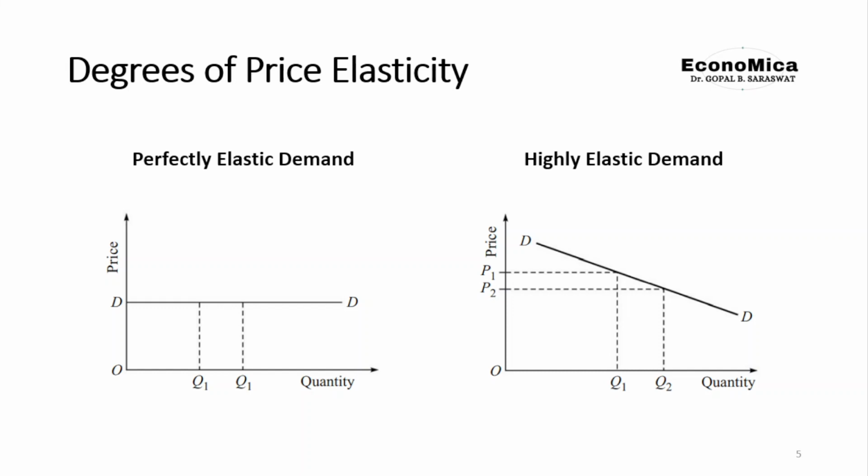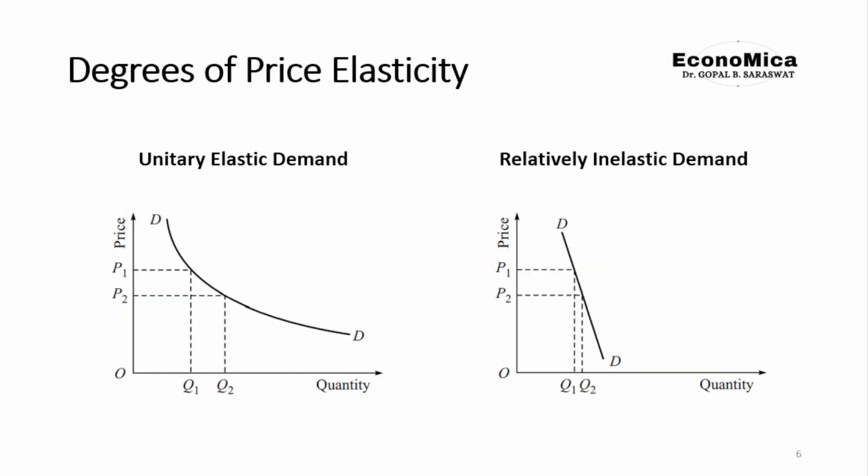In the highly elastic demand curve, the proportionate change in price is less than the proportionate change in quantity demanded. This means that if a producer makes a change of 1% in its price, the response from the quantity demanded will be more than the change in price. So quantity demanded either decreases or increases more than the change in price. From P1 to P2, if price changes by 1%, the quantity demanded from Q1 to Q2 will change by more than 1%. This is the highly elastic demand curve.